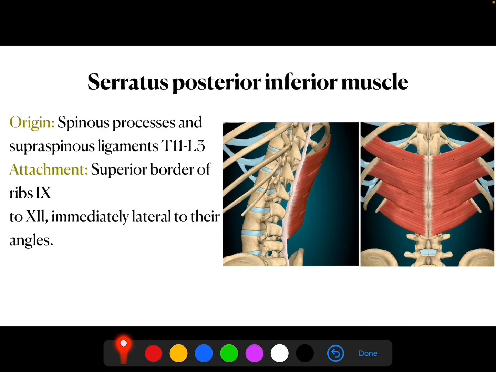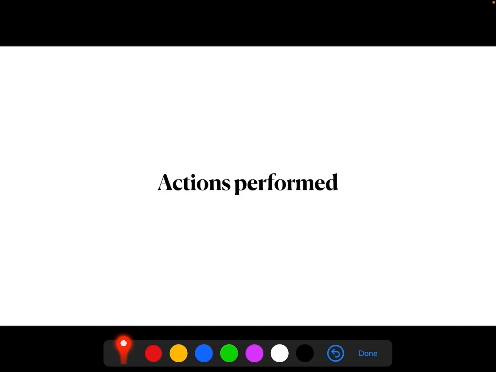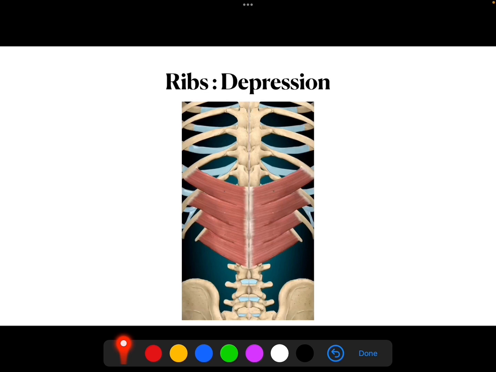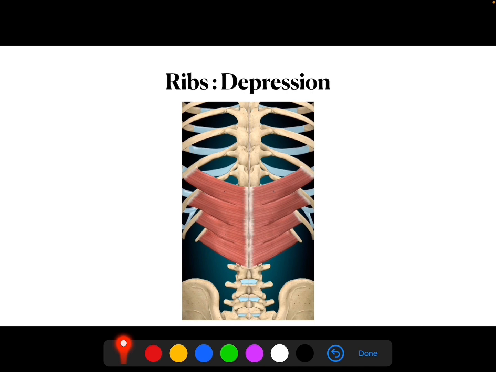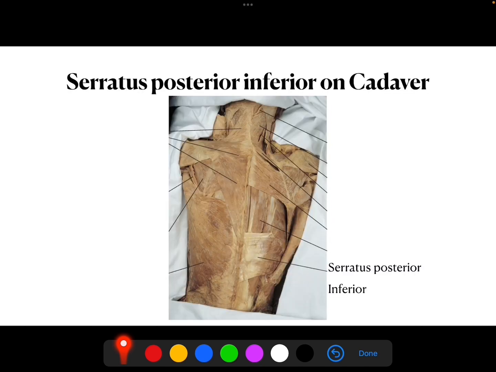Serratus posterior inferior muscle. It originates at the spinous processes and supraspinous ligaments from T11 to L3 and attaches at the superior border of the ribs 9th to 12th, immediately lateral to their angles. Actions performed by this muscle: depression of the ribs, and this is what it looks like on the cadaver.